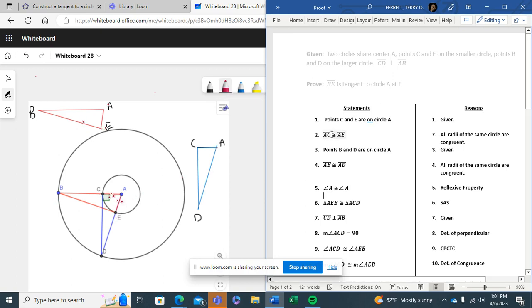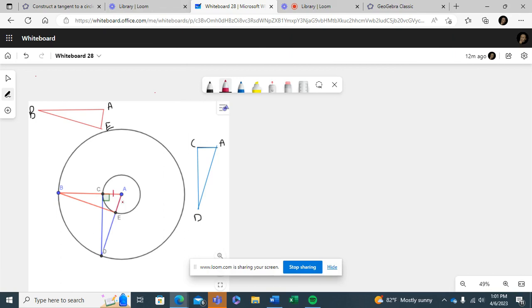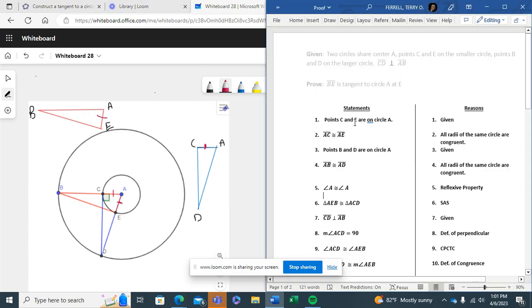All right. So here it says AC is congruent to AE. I want to mark that. So AC, this segment, is congruent to AE. So AC congruent to AE. All right. Why can I say that? Because they're both radii of a circle, so I know they're going to be congruent. Okay. Next, it says points B and D are on circle A. That was given.